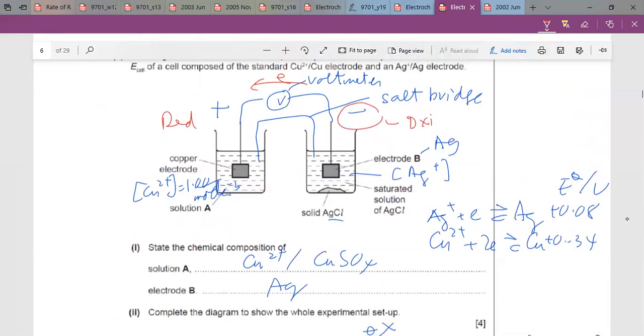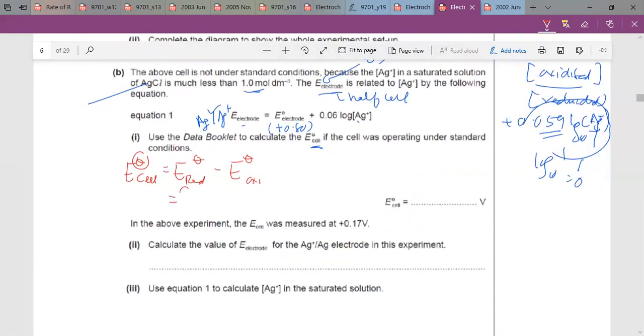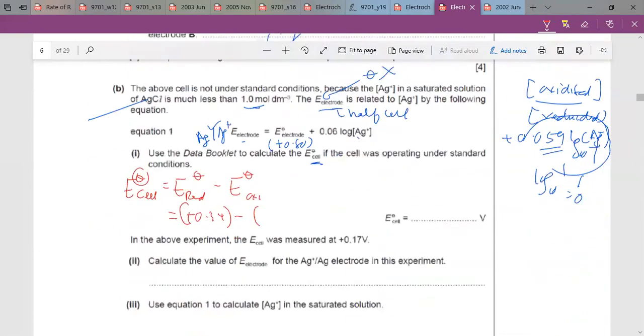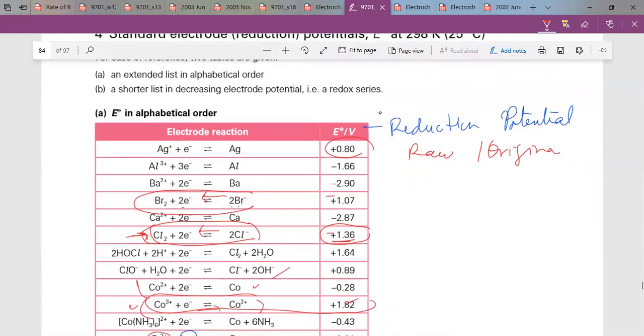So you just quote the original copper. Okay, plus, put bracket here, plus 0.34, minus original silver, plus 0.08, or 0.8, I better check it. Silver, 0.8. Now I say, Mr. Lai is using this.